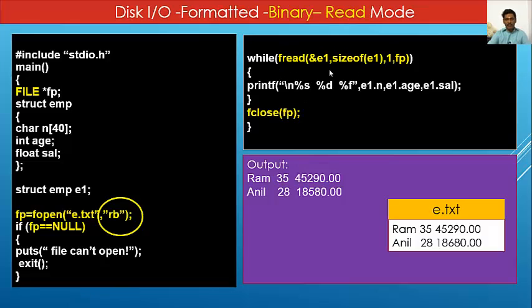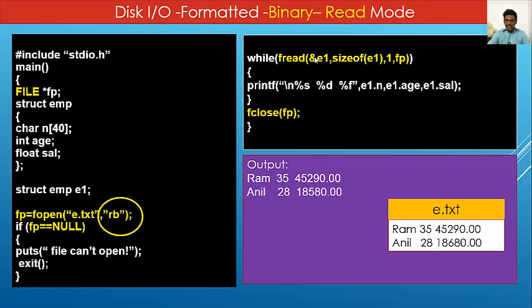So here we use fread. This also has 4 arguments. First is the address of the structure variable. Second is the size of the structure variable. Third is the total number of records. Fourth is the file structure pointer. Here we read the data from fp and store it into e1. It reads a record and returns 1. The record is available, so it returns 1 and the condition is true. If the record is not available, the fread function returns 0, and the while condition is false.